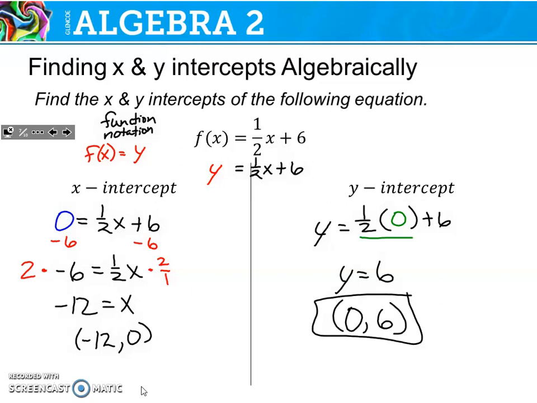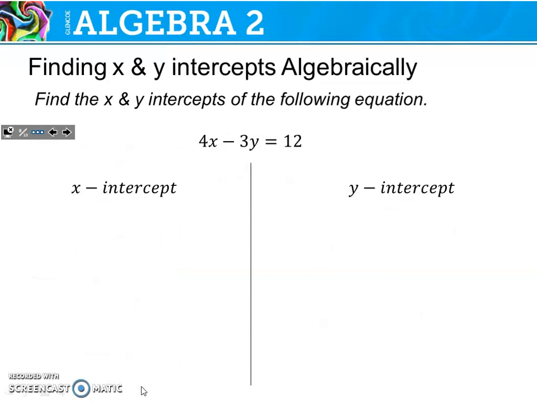One more example. I've got 4x minus 3y equals 12. This one looks a little bit different, but just remember your rules. Finding your x-intercept, set y equal to 0. Finding your y-intercept, set x equal to 0. Pause the video, try it on your own.